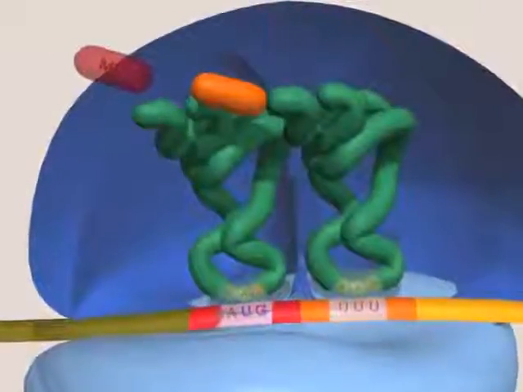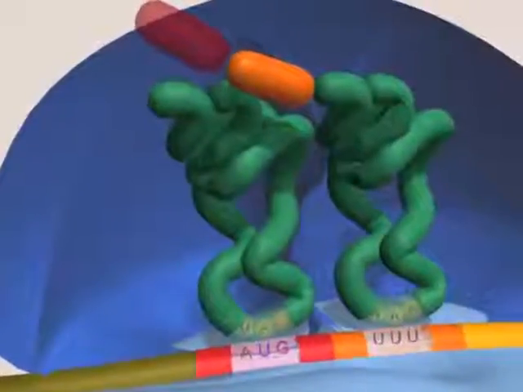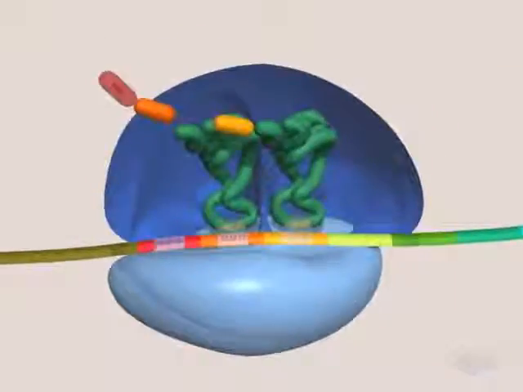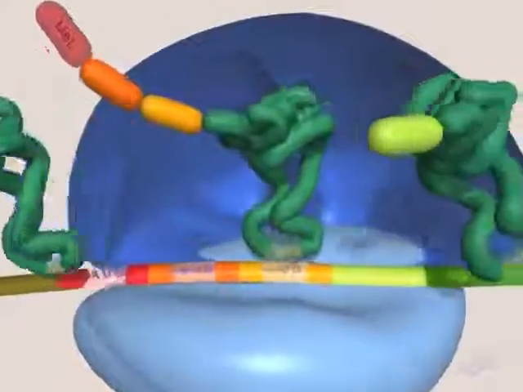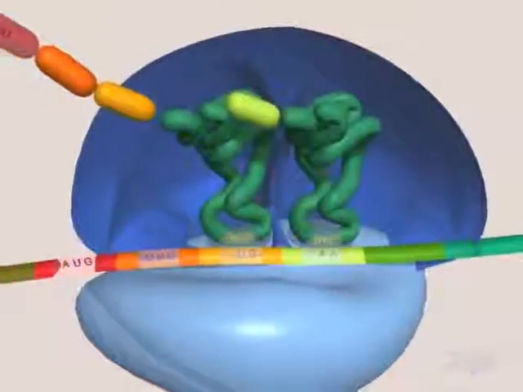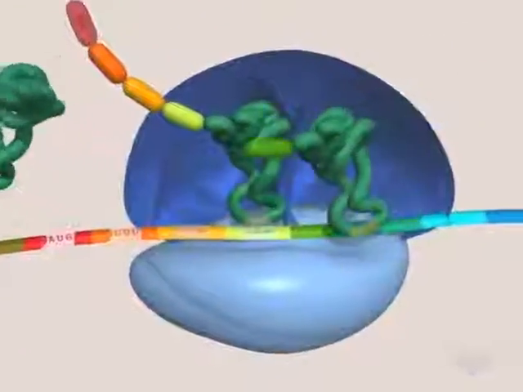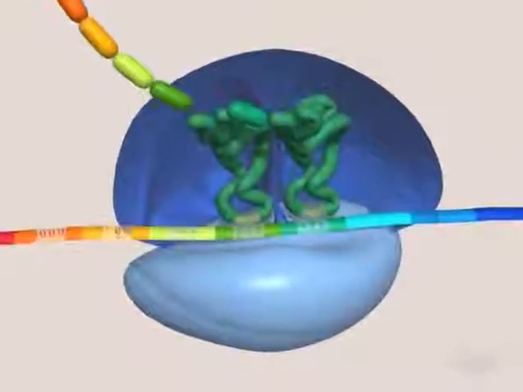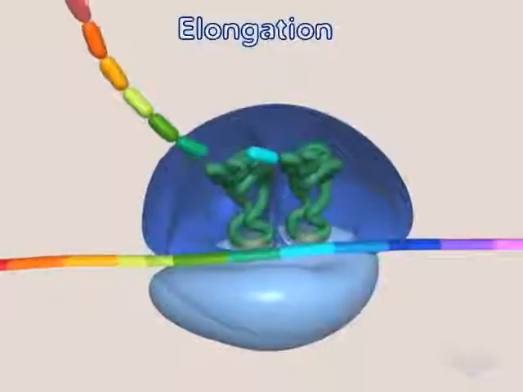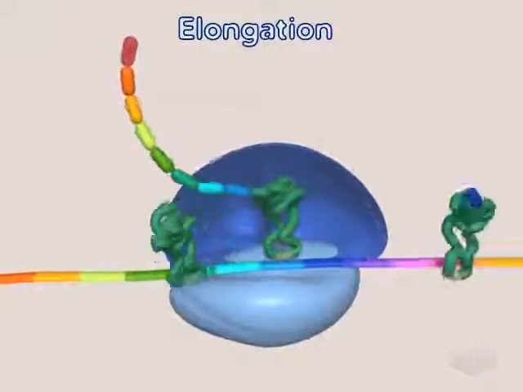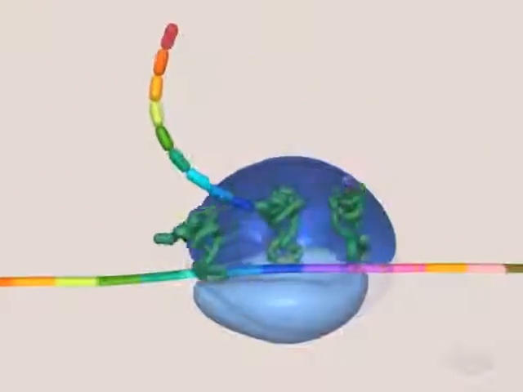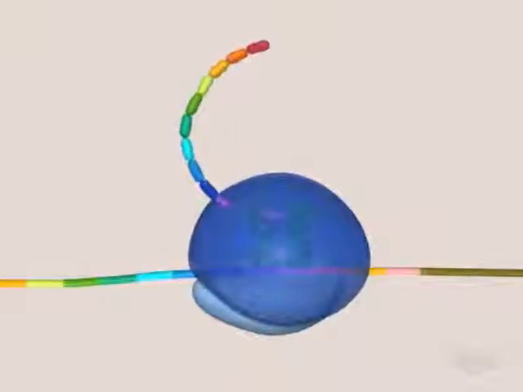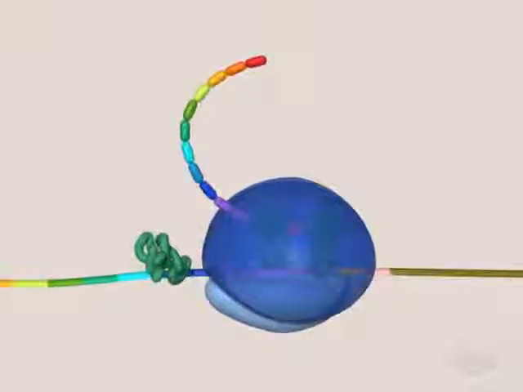The methionine is then transferred to the A site amino acid, the first tRNA exits, the ribosome moves along the mRNA, and the next tRNA enters. These are the basic steps of elongation. As elongation continues, the growing peptide is continually transferred to the A site tRNA, the ribosome moves along the mRNA, and new tRNAs enter.